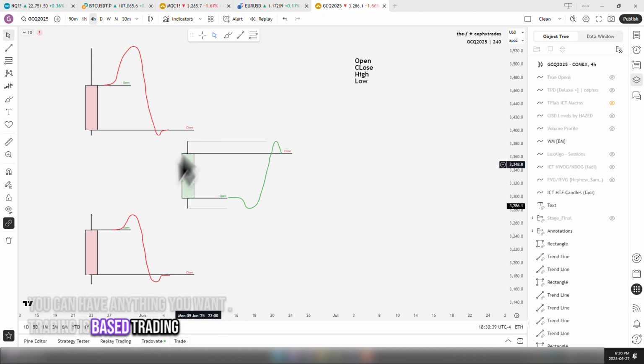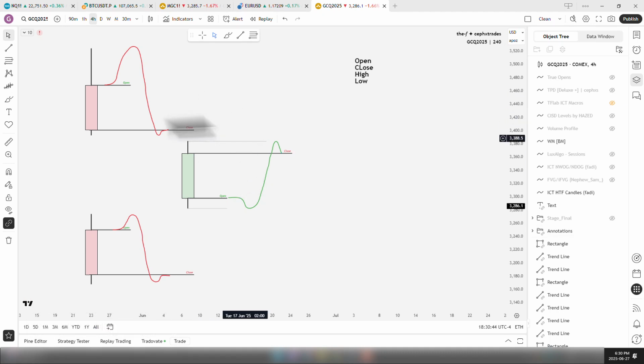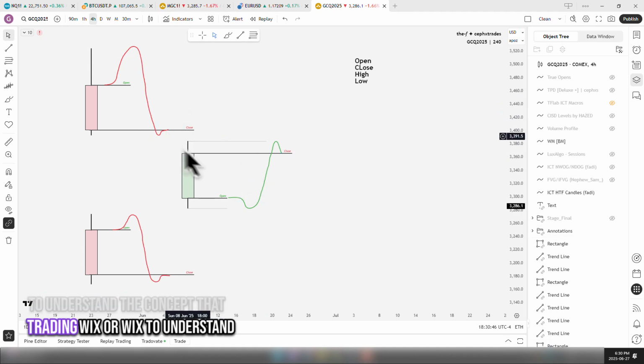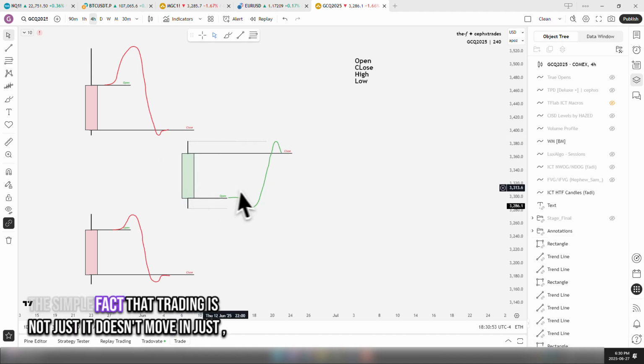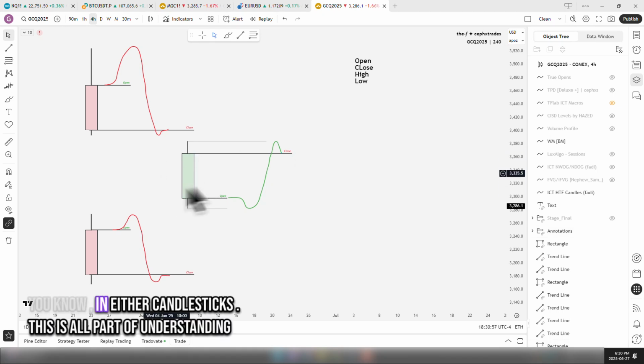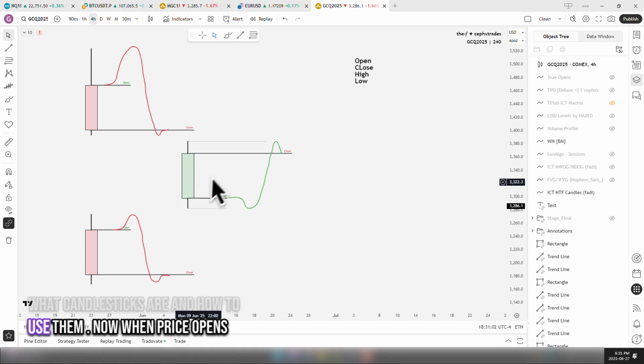Trading candlesticks is based off of intervals, and that's very important because to understand the concept that wicks are order blocks, you need to understand the simple fact that price doesn't move in just one way when you look at candlesticks. This is all part of understanding what candlesticks are and how to use them.